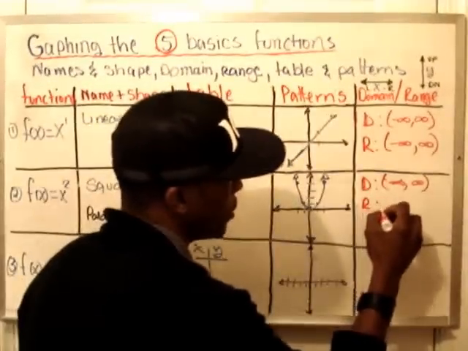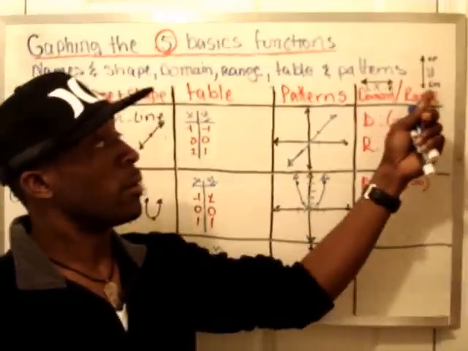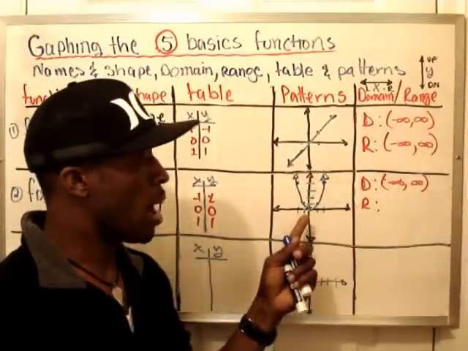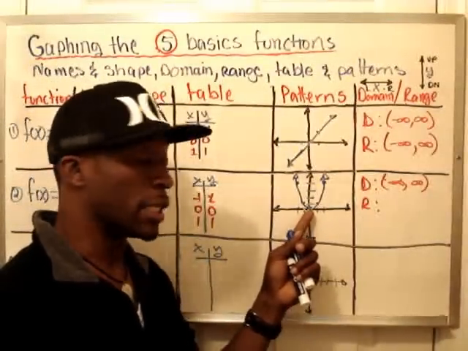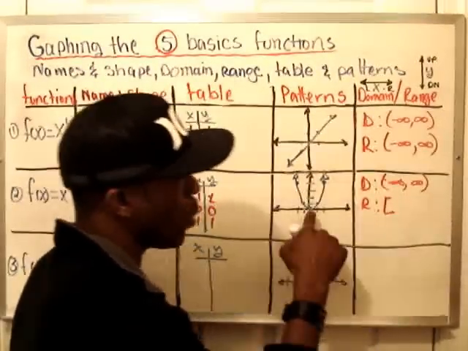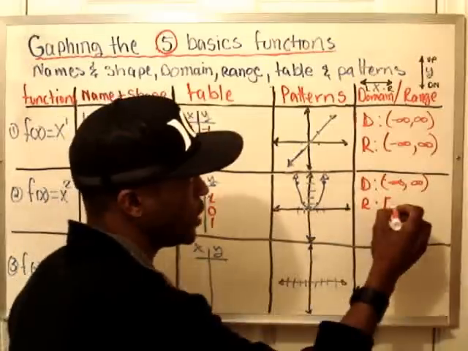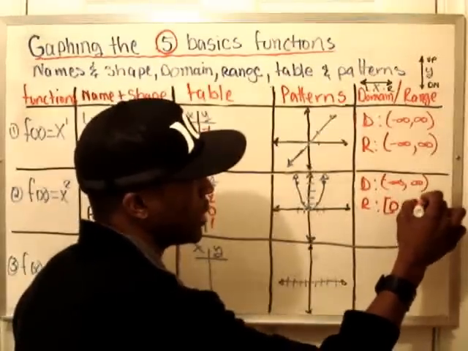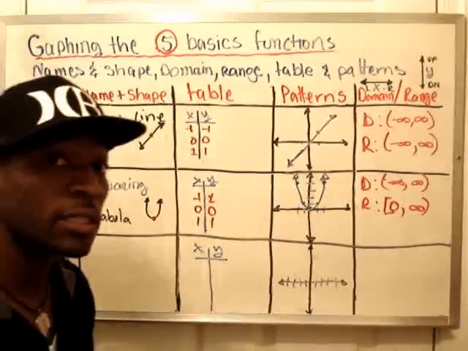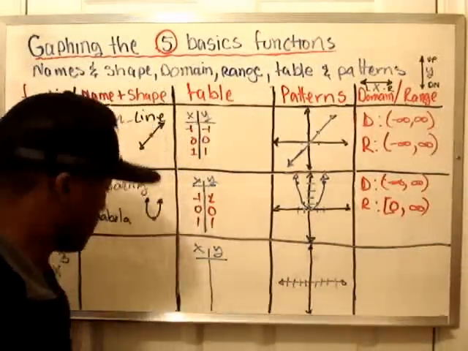For the range, we have to look and see where it starts. From the bottom, how far it gets to the bottom, it's at 0. So it actually sits at 0. We're going to say from 0 to +infinity. We're going to put a parenthesis at +infinity because infinity doesn't have a value.